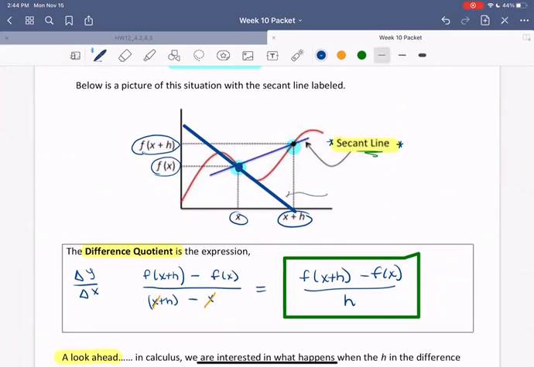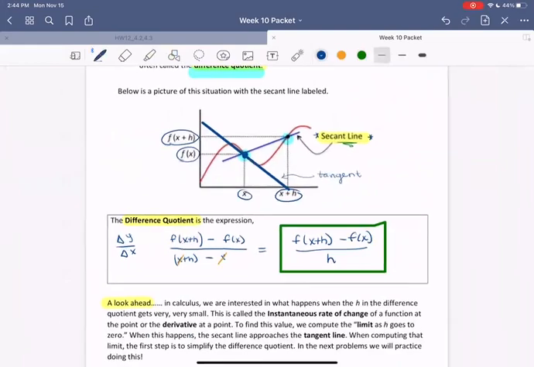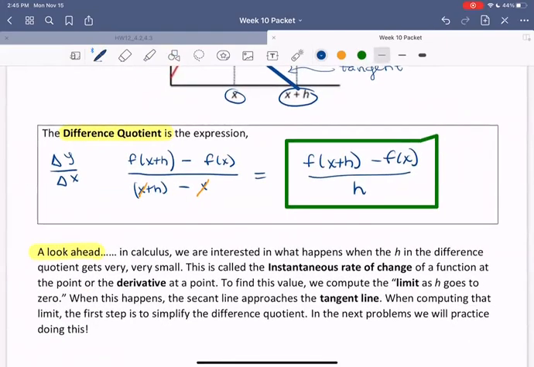Again, you don't need to worry about this in this class, but I want us to get some motivation for why we're looking at this difference quotient. When we compute the slope of that tangent line, that's what we call the instantaneous rate of change of the function. This is often also called the derivative at that point. To find that value, we compute the limit as h goes to 0 in the difference quotient. As I said, when this happens, that secant line approaches that tangent line. And when computing that limit, the first step that we need to do is to simplify the difference quotient.